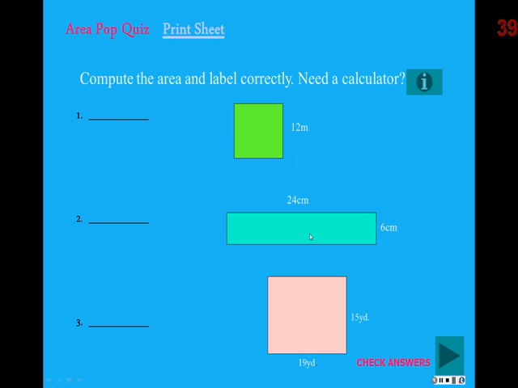Okay, what about number 2? 285 what? That shouldn't be 285. You took 24 times 6. You shouldn't get a 5 on the end. Which one are you doing? 144. This top one is 144. What's the second one? Is the second 144 as well? 144 what? Centimeters squared. Okay, and then what about number 3?